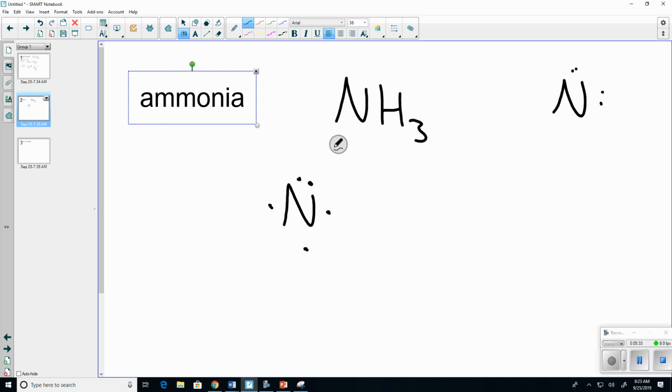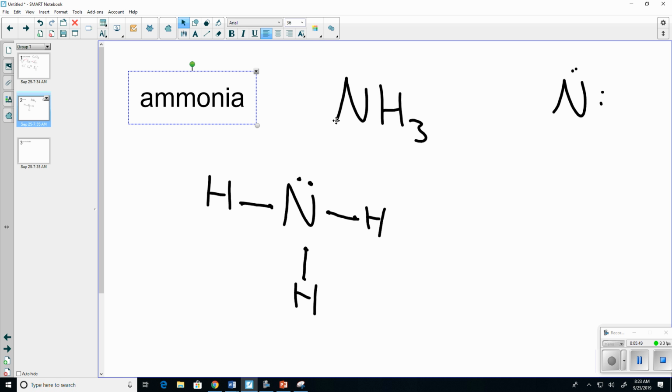What's going to happen is hydrogen has 1 valence electron. I'm just going to put 3 hydrogens around it. Remember, hydrogen has an electron each. Well, now we can play connect the dots. Because when they're both nonmetals, they covalently bond. Remember, that covalent bond stands for 2 electrons.